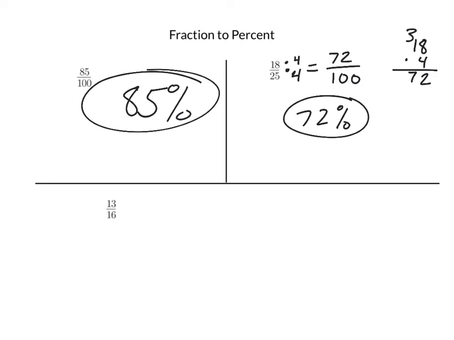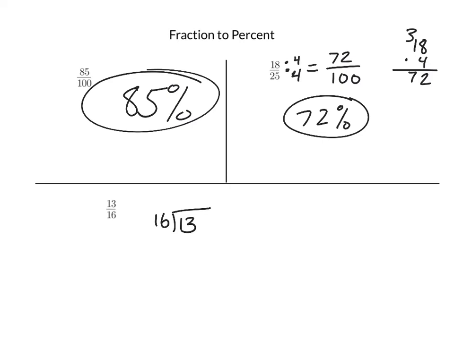All right, 13 sixteenths, not going to be quite as easy because it's going to be difficult to get 16 to become 100 by multiplying by a whole number. So instead what we're going to do is, since we know it's so easy to change a decimal into a percent because we just have to multiply by 100, we're going to change this fraction into a decimal and then the decimal into a percent. So to do that, we're going to go back to what we learned a little bit earlier, and we're just going to divide. So I'm going to do 13 divided by 16.